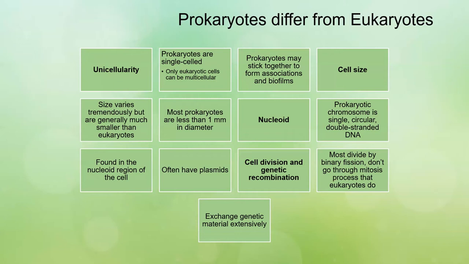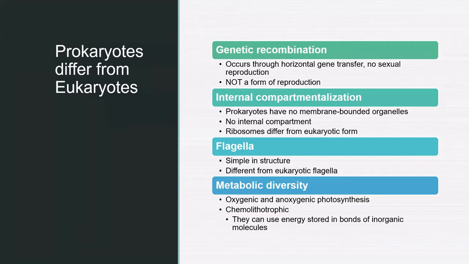They have a nucleoid region. The prokaryotic chromosome is a single circular double-stranded DNA found in the nucleoid region of the cell and often has plasmids. Cell division and genetic recombination: most divide by binary fission. They don't go through the mitosis process that eukaryotes do, and they exchange genetic material extensively. So those are some of the ways they differ from eukaryotes.